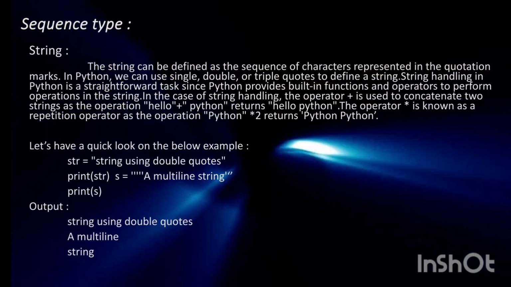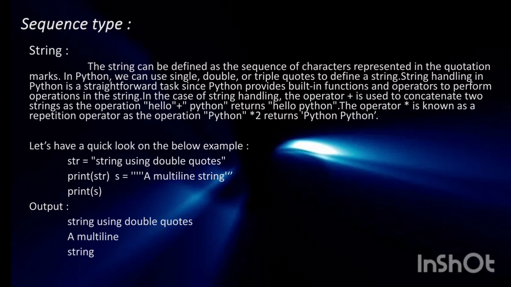Now we'll discuss the sequence types. In sequence type, the first one is the string data type. The string can be defined as a sequence of characters represented in quotation marks. In Python, we can use single, double or triple quotes to define a string. String handling in Python is a straightforward task, since Python provides built-in functions and operators to perform operations on the string. In string handling, the plus operator is used to concatenate two strings.